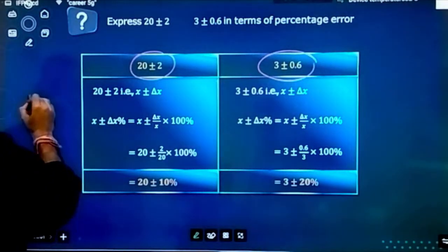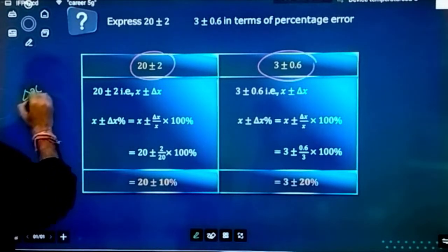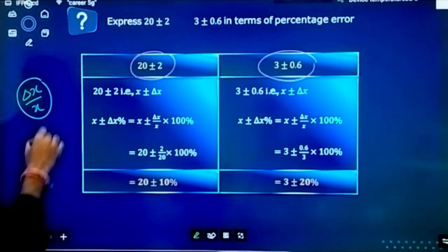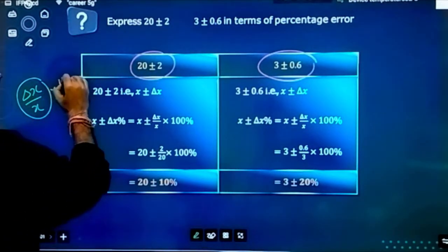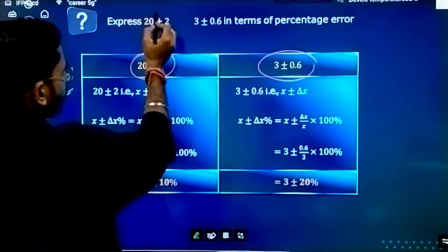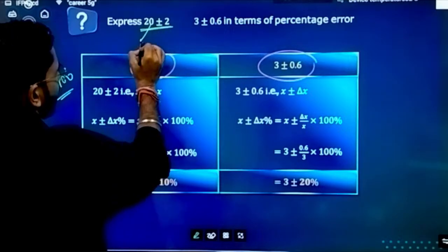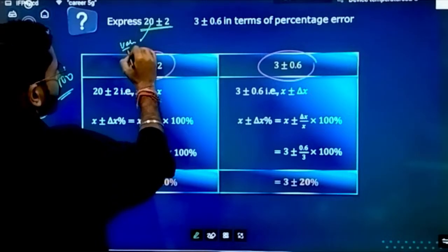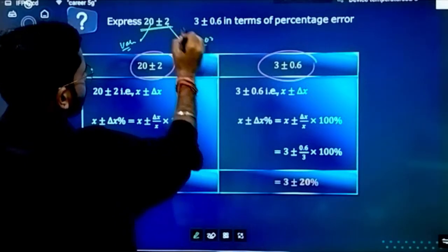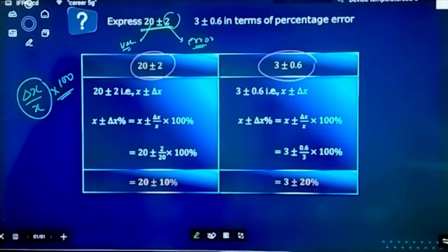See, percentage error is what? Delta x by x. This is called a fractional error. And then multiply by 100. Then multiply 100 with it. That will be called the percentage error. Now see how to represent this number. This is the absolute value and this is the error part. After this plus minus, the value that is written, that is the error part.